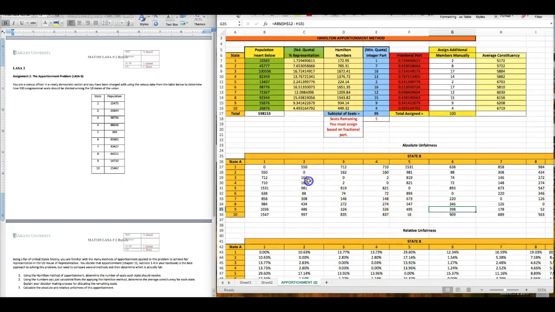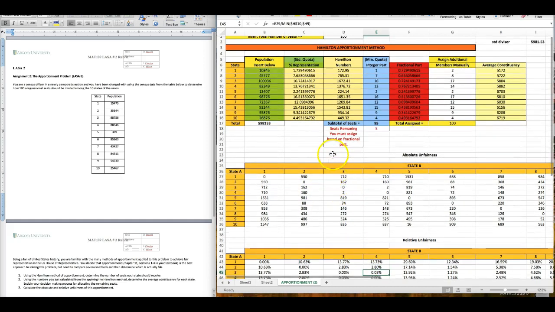So I need sample calculations of absolute unfairness and relative unfairness. And if you can give me an example of, well, I guess when you show these calculations here, I already know how you apportioned everything. But if you can give me an example of how you calculated the standard divisor, how you came up with the standard quota, the minimum quota for one of the states, that would be awesome as well.